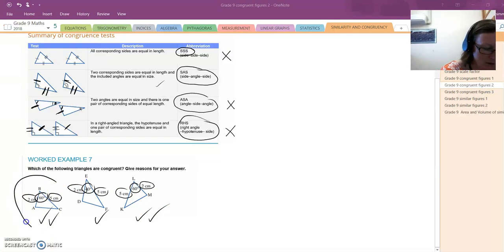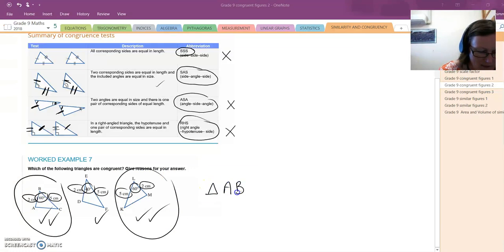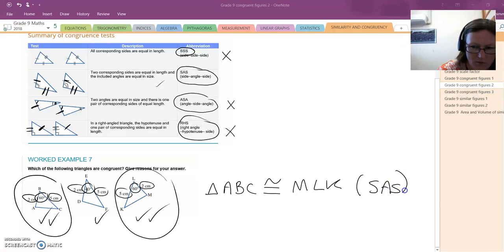So in other words, by using the SAS congruency test, we can say that triangle ABC, our symbol for congruency, is congruent to triangle MLK. And how did we know? By the side angle side rule.